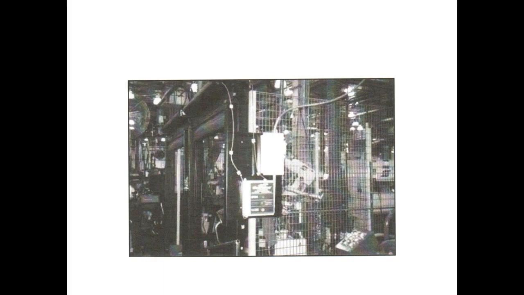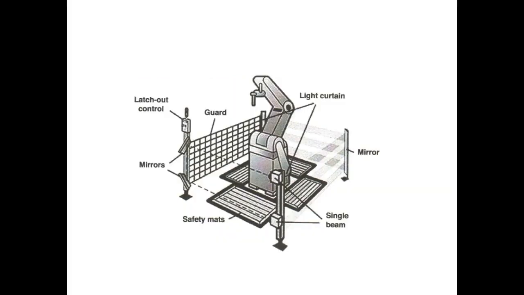They've got to be high enough, but low enough that you can't crawl under them. They've got to be high enough so it's hard for people to climb over them or step over. This would be an example of what we call a light curtain. Pressure mats or safety mats.